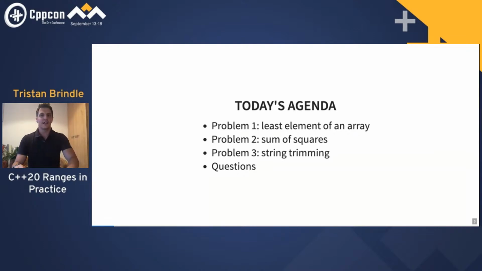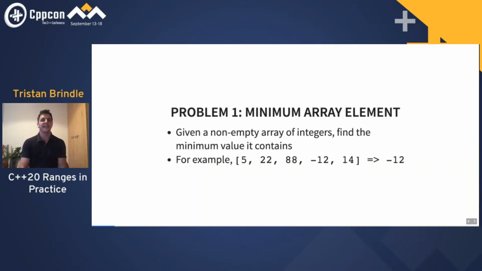So with that out of the way, let's crack on with our first problem for the day, which is calculating the minimum element of an array. Here's the problem statement. Given a non-empty array of integers, find the minimum value that it contains. For example, if we're given an array of numbers 5, 22, 88, minus 12, and 14, we want to find minus 12. That is the lowest value in this array. Pretty straightforward. We want to find the minimum value, minimum element, min element.